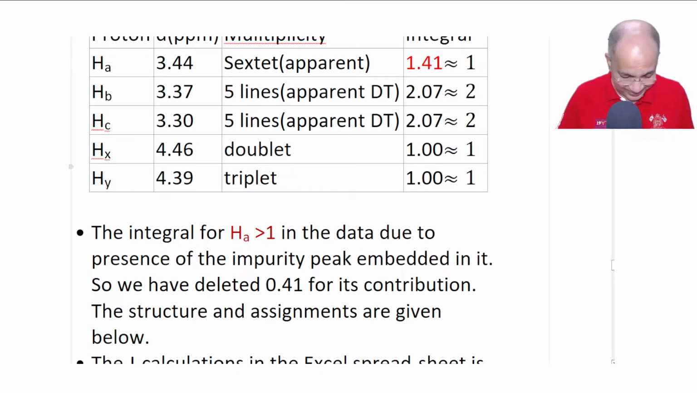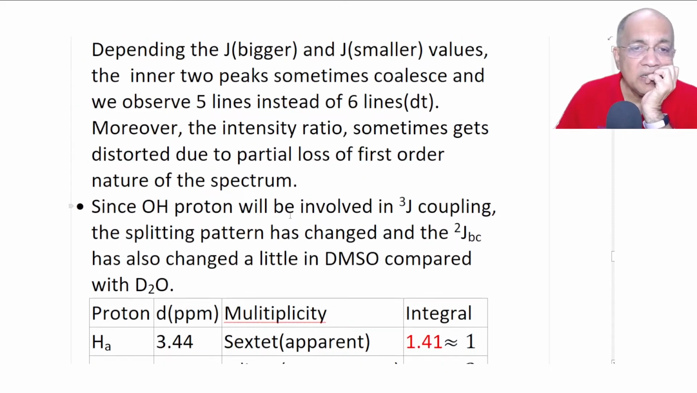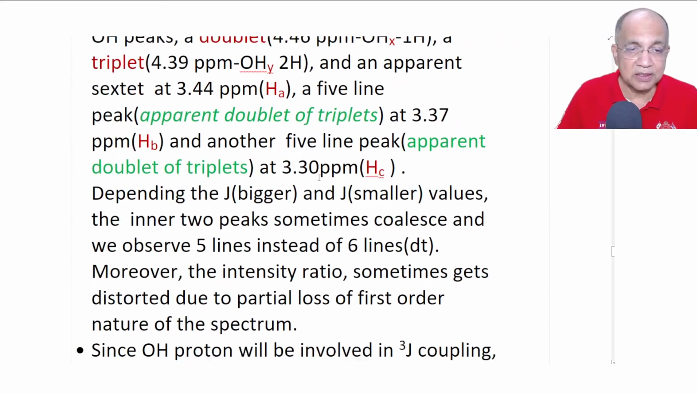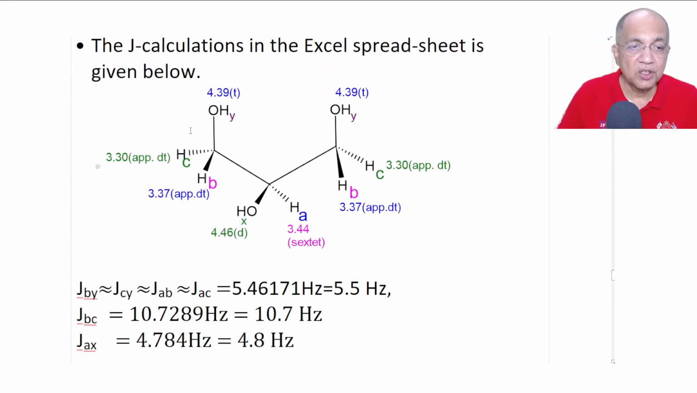And this is the integral. The decimals have to be ignored. This is 2. So this HY, there are 2 equivalent OH protons on both the sides. This is the structure. Yes, on both the sides, this and this, they're equivalent structures. It's 2 protons, 4.39. It's a triplet. Why? Because these two may be non-equivalent, but for OH, the J3 is nearly the same, so triplet. And for this OH, there is only J3 for HA, so this OH is a doublet.